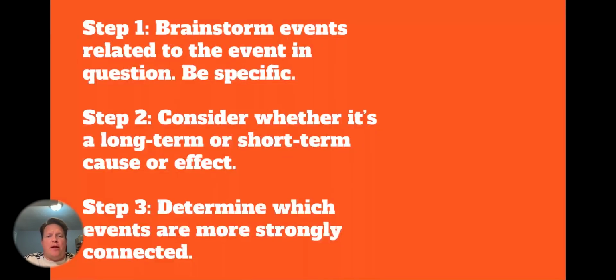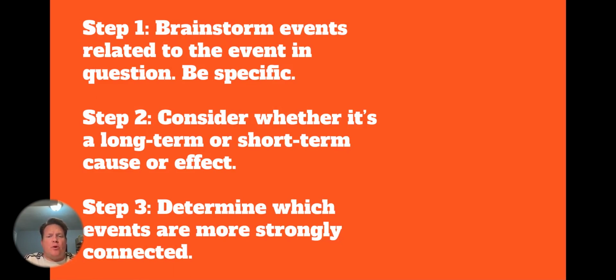Just like last time, brainstorm is the first step. And you want to brainstorm as many events as you see as related to the one in question. You want to be as specific as possible, and you should think in as many categories as you can, like economic, political, social, or ideological.